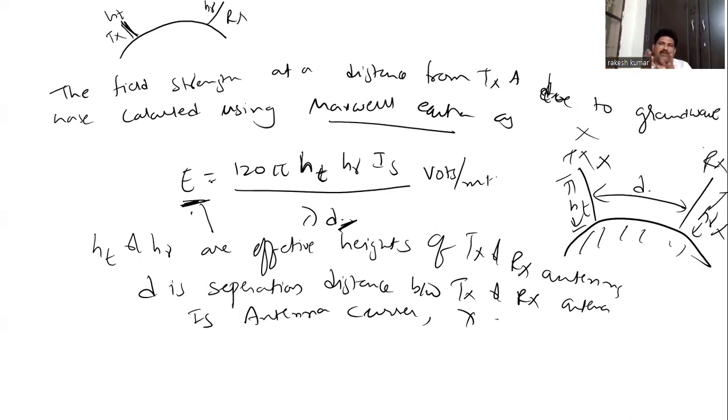So the electrical field strength for ground wave is given as E is equal to 120 pi HT HR IS by lambda D. If the distance increases, the electrical field also reduces. These are the things you want to remember for ground wave propagation.